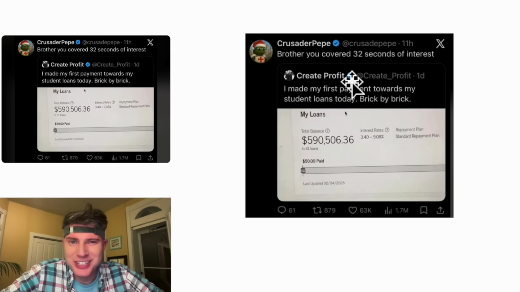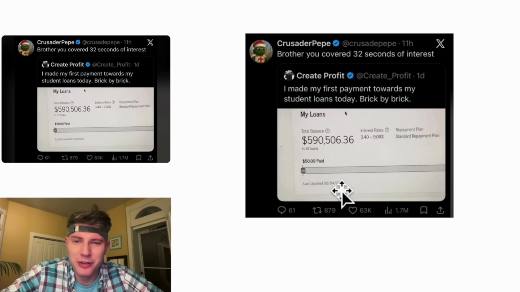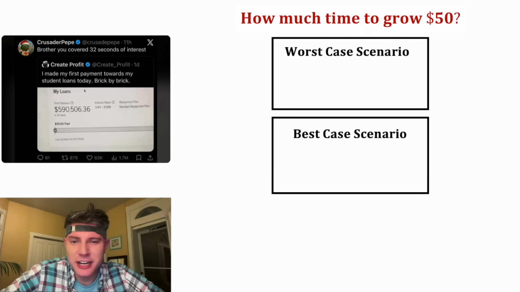And then another person commented, you covered 32 seconds of interest. I don't think this is right. There's no way this loan is growing by $50 every 32 seconds, but I do kind of want to know how fast is it growing. Let's find out. I think we got to look at a worst case scenario and a best case scenario.